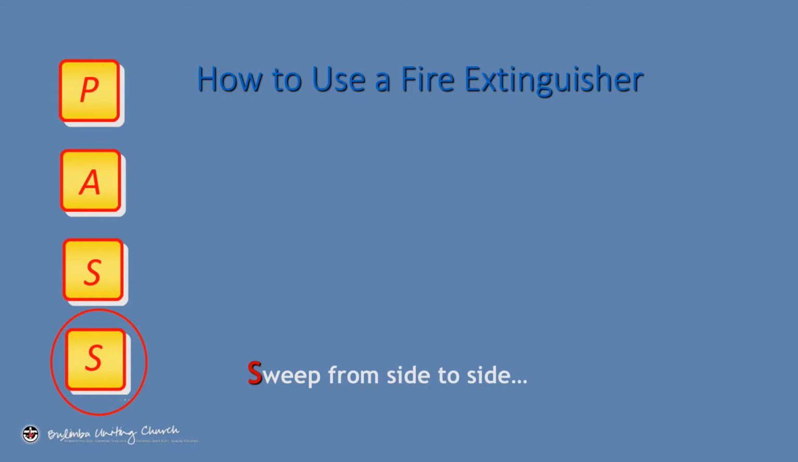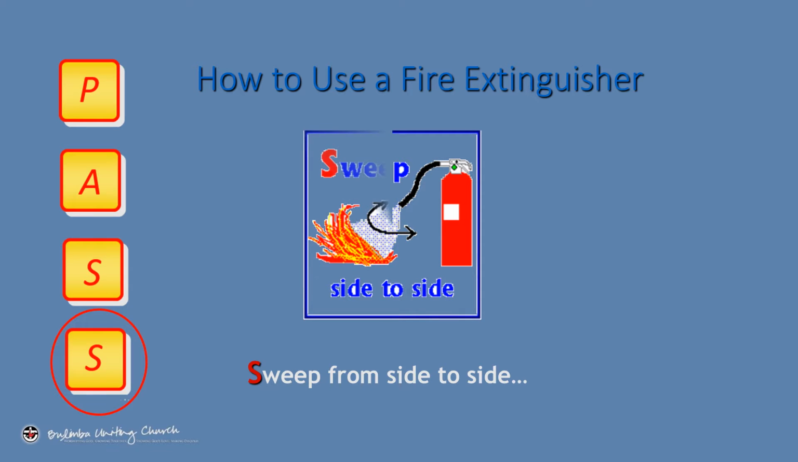Sweep from side to side. Start using the extinguisher from a safe distance away and then slowly move forward. It is important to continue to sweep the fire until the fire is completely out. Once the fire is out, keep an eye on the area in case it reignites.